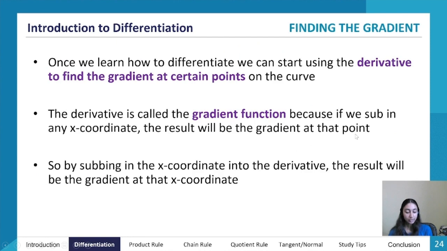Okay, now let's go into finding the gradient. So we're actually going to start applying differentiation now. Once we've learned how to differentiate, we can differentiate to find the gradient at a certain point on the curve. The derivative, as we were saying before, is the gradient function, because we can sub in any x coordinate and we'll get our y dash value for that specific x. So subbing the x coordinate into the derivative, y dash or f dash of x, will result in the gradient at that specific x coordinate.